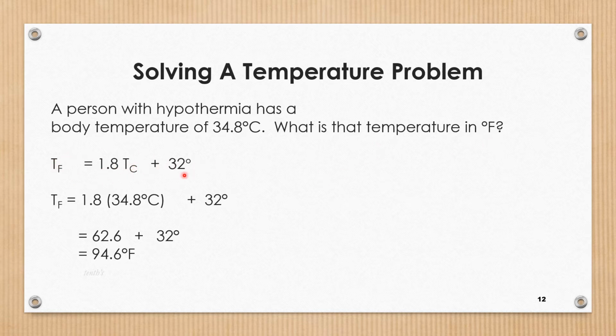So, using the formula for degrees Fahrenheit, 1.8 times Celsius plus 32, just substitute the value. So, 1.8 times 34.8 degrees Celsius plus 32. We need to multiply using your calculator. The answer is 62.6, plus 32. Therefore, the answer is 94.6 degrees Fahrenheit. So, 34.8 degrees Celsius is equal to 94.6 degrees Fahrenheit. Okay?